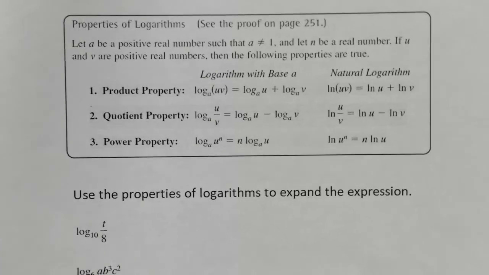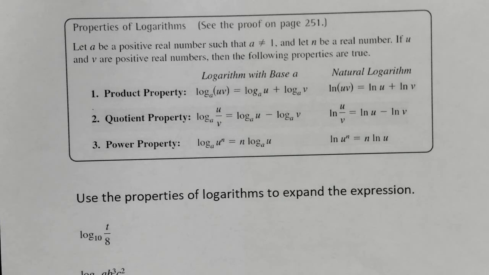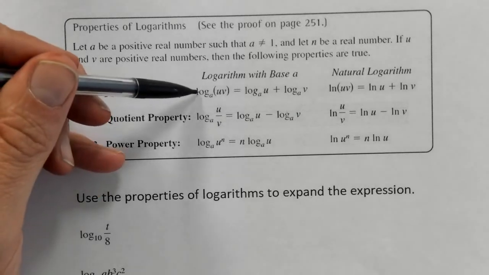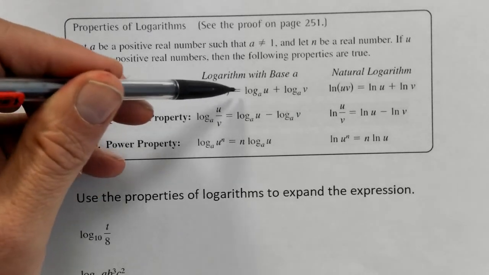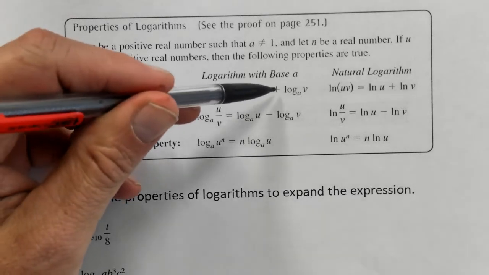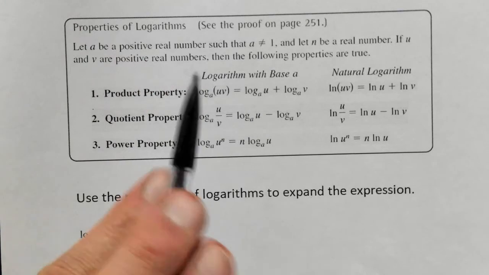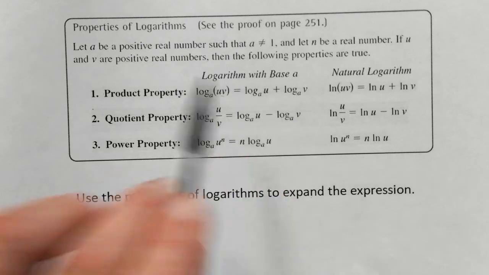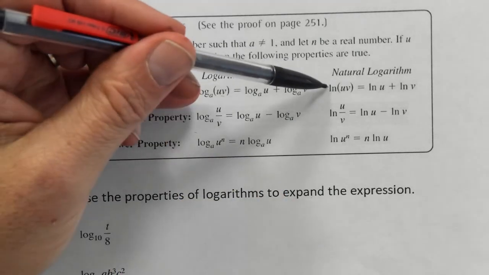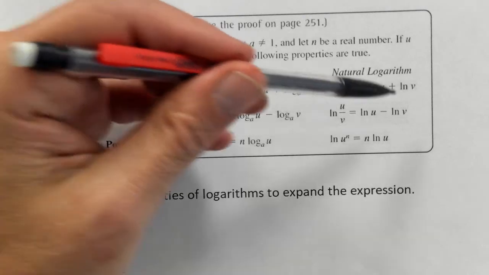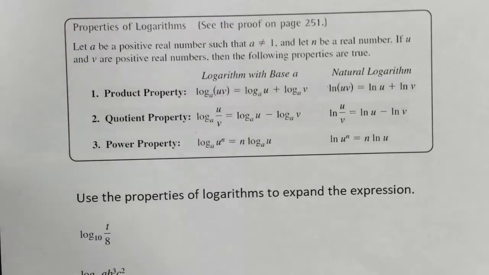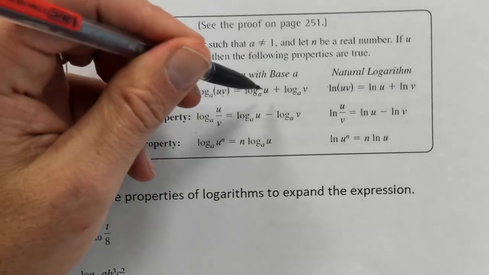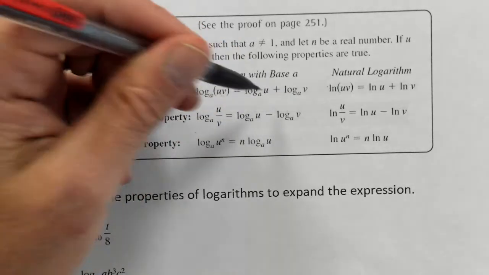So the next thing that we come to here is some properties of logarithms. First one's the product property. If you've got the log base A of u times v, then that's equal to the log base A of u plus the log base A of v. So you can take these two things that are being multiplied together as a product and separate them with a plus. In a natural log, it would look like this: natural log of u times v is the natural log of u plus the natural log of v. So if it's multiplied together inside a logarithmic function, it can be separated as the sum of these two.